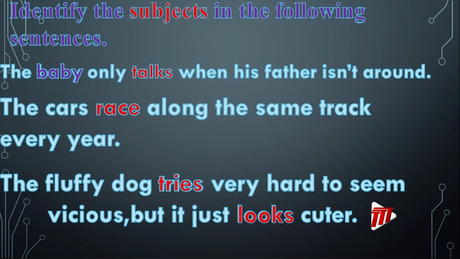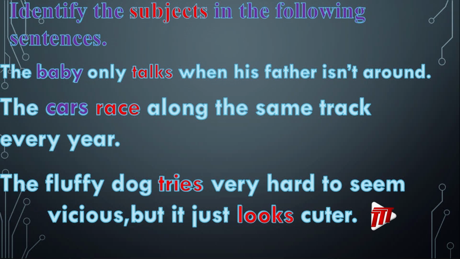Second one, the cars race along the same track every year. Just like before, you actually have two options for what it might be, because you have the track and you have the cars. So what is this sentence actually about? Who is the one doing the action? And if you said cars, then you would be correct, right? So the cars are the ones that are doing the actions. They are the subject of this sentence.